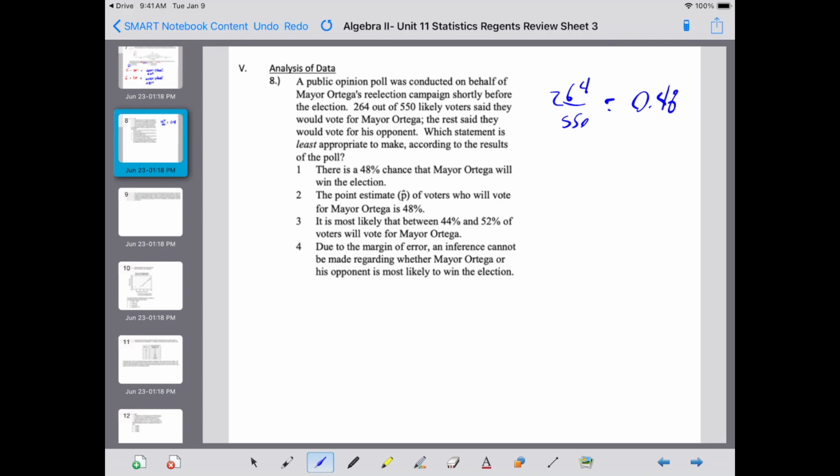So, according to the Regents answer key, the answer was number 1. Have there been mistakes made on the answer key? Yes. Personally, since this is using sample data to calculate what's most likely, that would be a point estimate. So the point estimate would be 48%, but again, with a question like that, at least you have a 50-50 chance of getting it right.